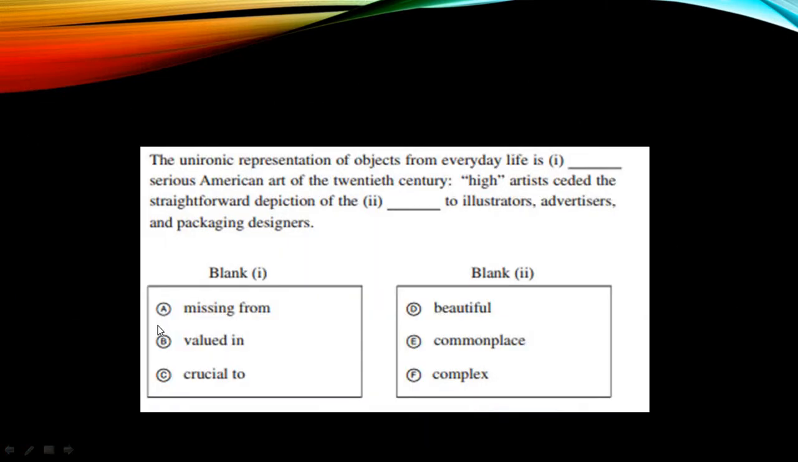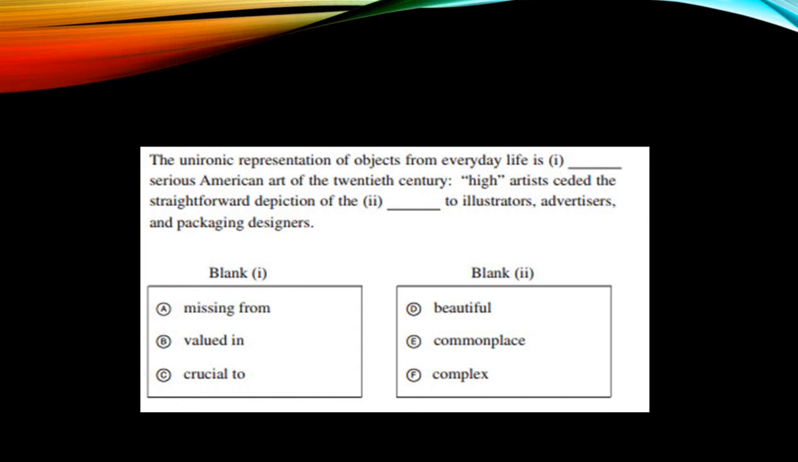Now this is the question. The unironic representation of objects from everyday life is blank serious American art of the 20th century. What are they trying to say? Now I don't know whether they are representing these objects or not. I don't know. I have a colon. Now this colon, understand the application of colon. Colon is just an expounding signal. That is to say, whatever is said before the colon would be explained or elaborated after the colon.